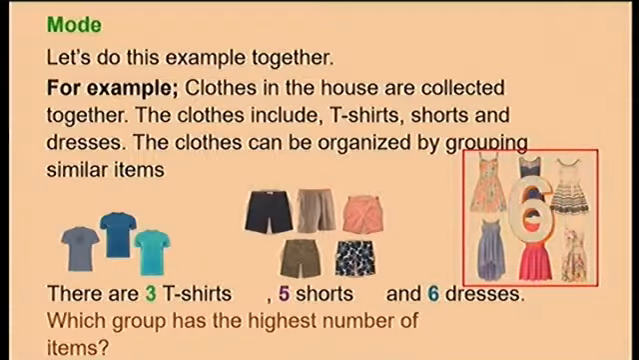So we have 6 dresses. So we shall say that our modal item here is dresses. Why? Because it has the highest number. So our modal item in the house are dresses.